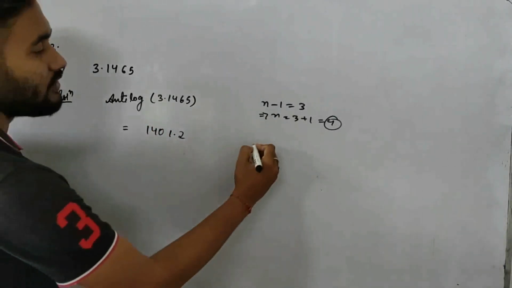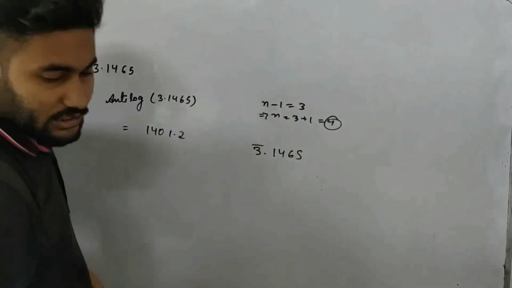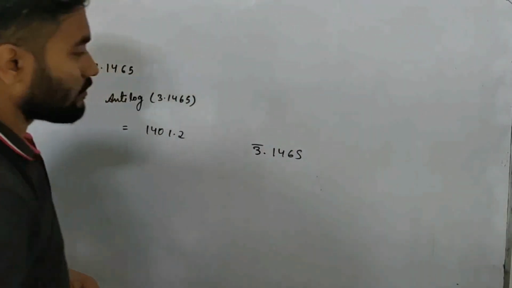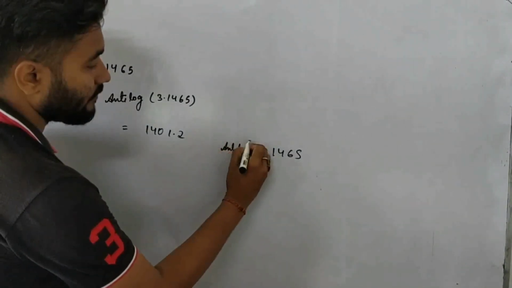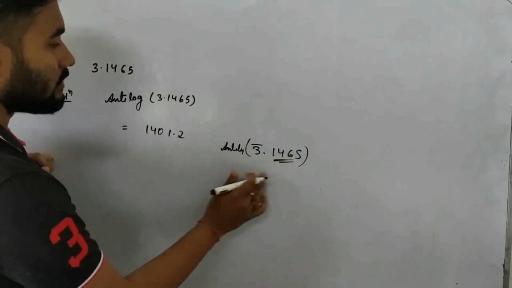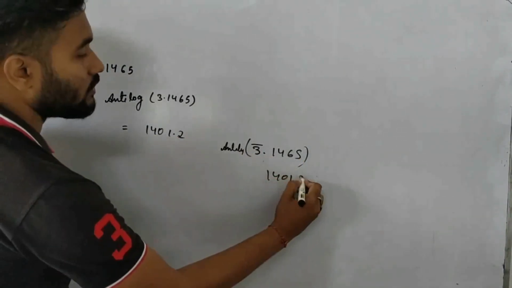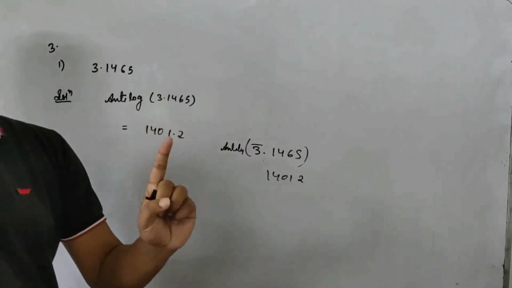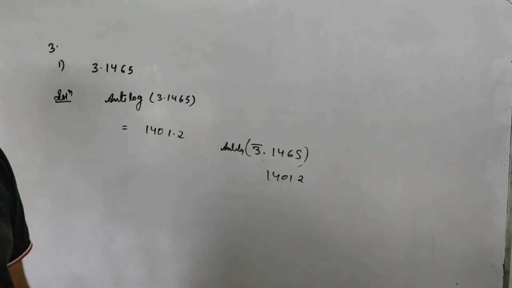If the question would have been 3 bar, say 1, 4, 6, 5. Okay, say this is another question. We have to find what? We have to find the anti-log. Now we know this value already. 14012. Forget about the decimal. Don't put the decimal. In the question paper, the value is given as 14012.